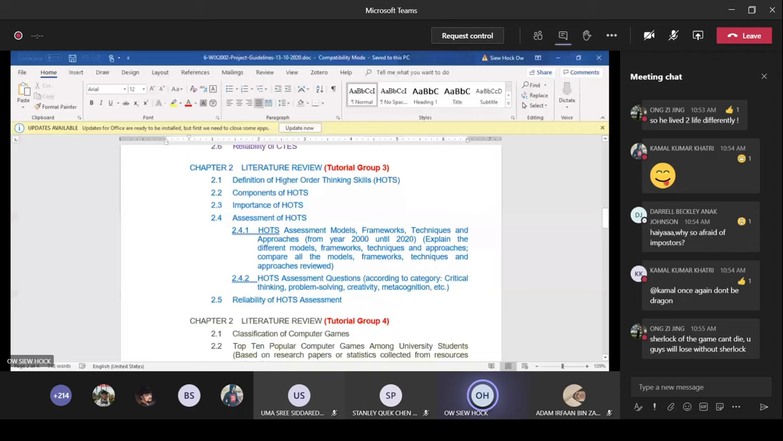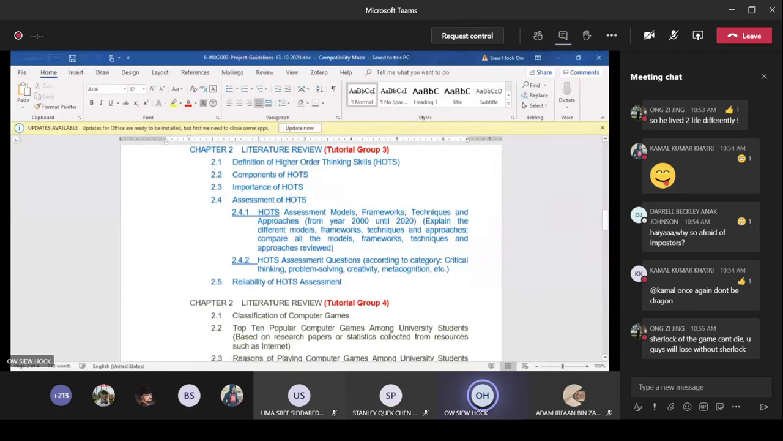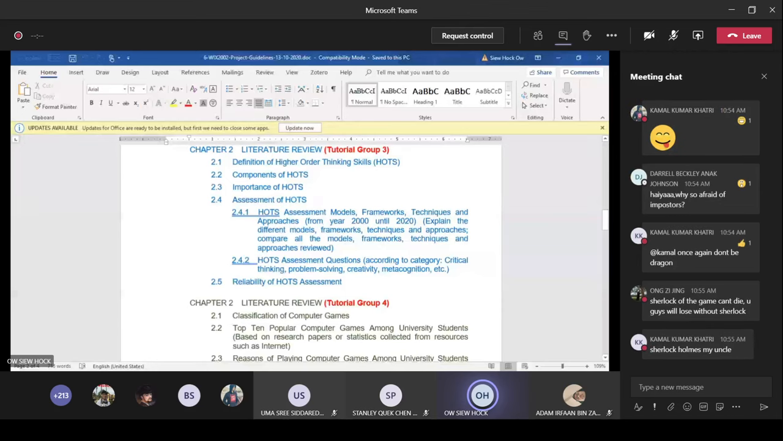You give the definition of higher order thinking skills. What is the meaning of HOTS? What are the components of HOTS? What is the importance of HOTS? And how to assess HOTS? Under how to assess HOTS, it is divided into 2.4.1 and 2.4.2.